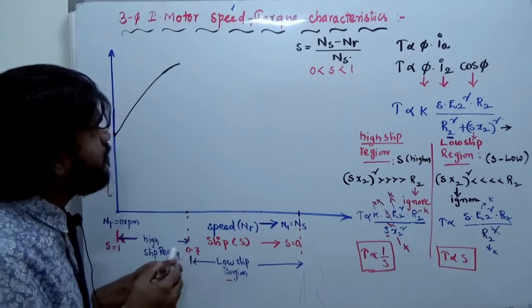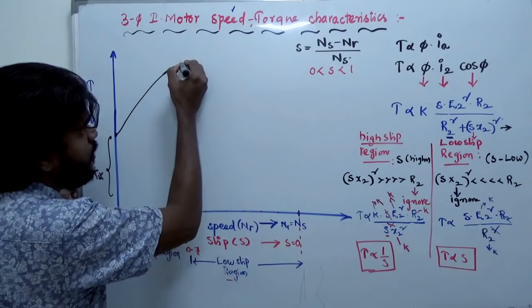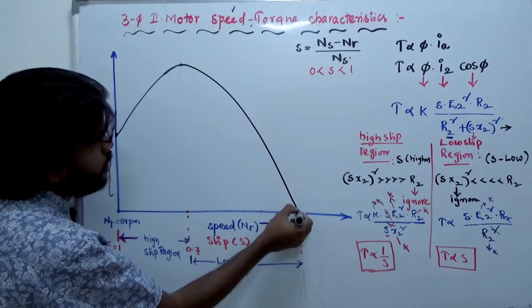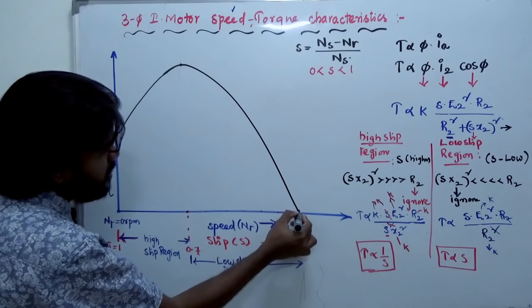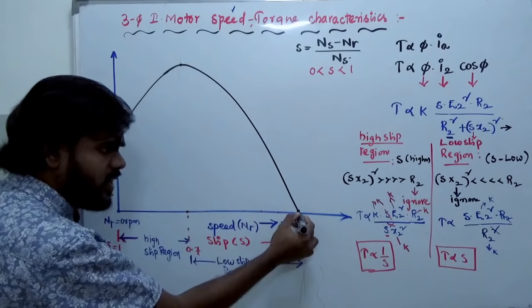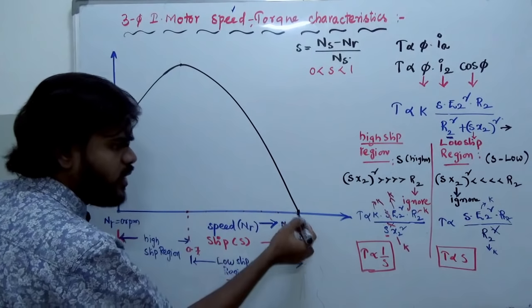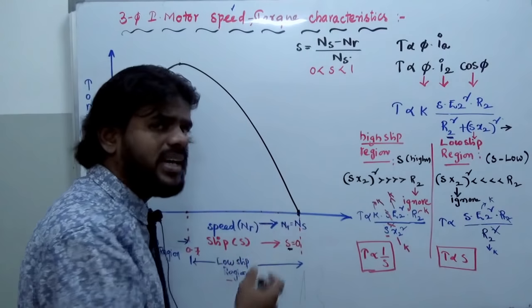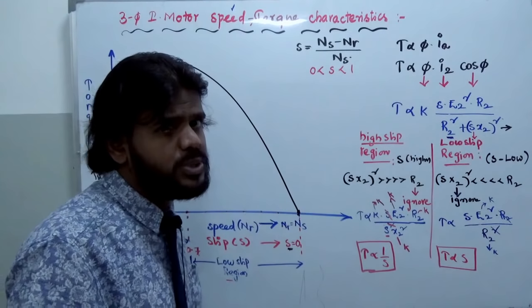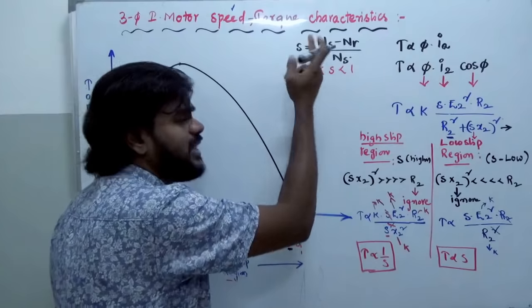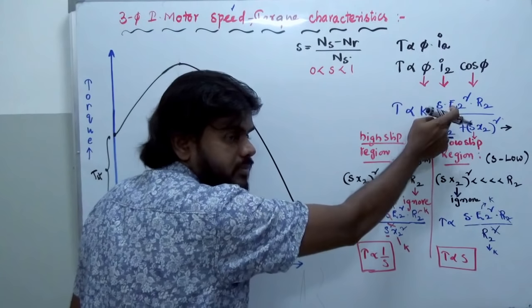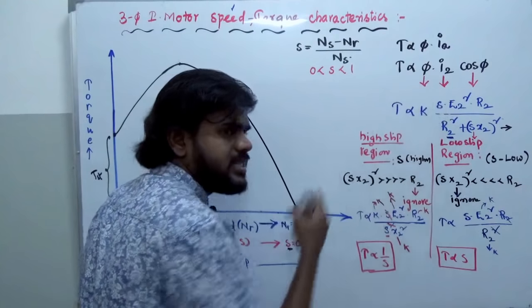As the slip is reducing, you will find your torque also reduced. And does it get to zero? Yes. Why? Because slip is getting to zero, so torque will also get to zero. Not only that, when the speed Nr equals Ns, then the slip will be zero. When the slip is zero, in this equation you will get torque is zero.